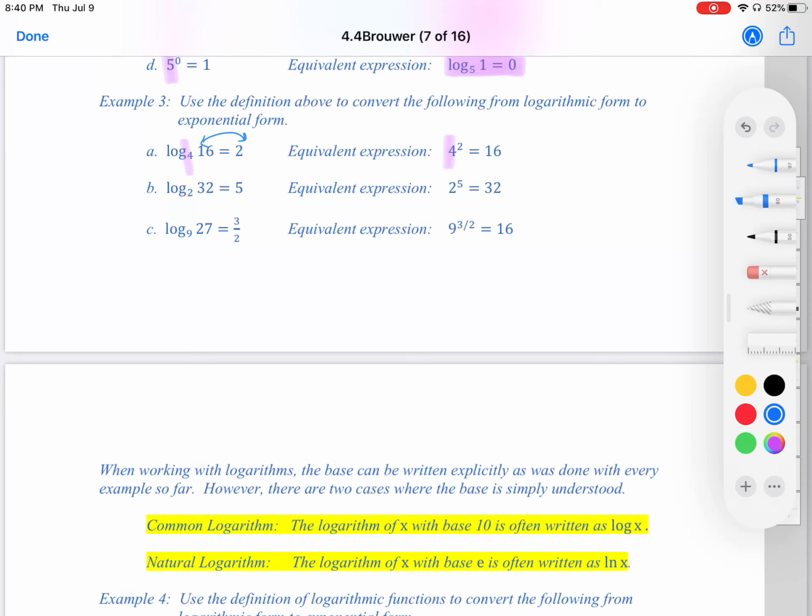Next, I have a base of 2, and then I switch to 32 and the 5. So we have 2 to the 5th power equals 32. Lastly, log base 9 of 27 equals 3 over 2. So we have 9 with the exponent of 3 over 2 gives us, I think there was a mistake here.